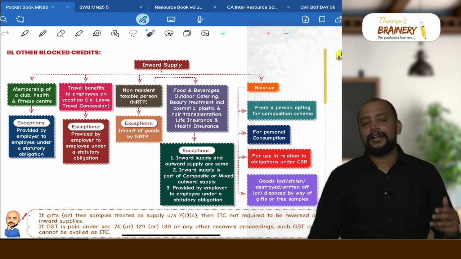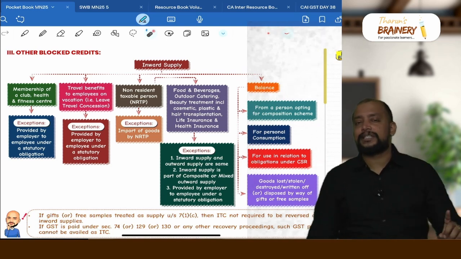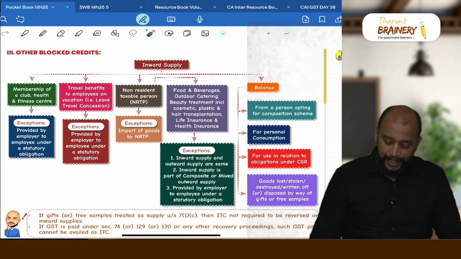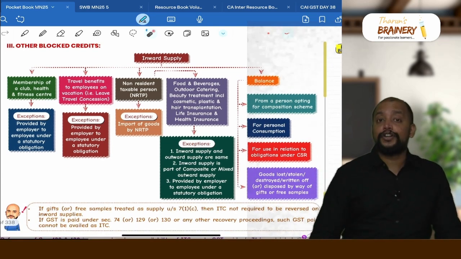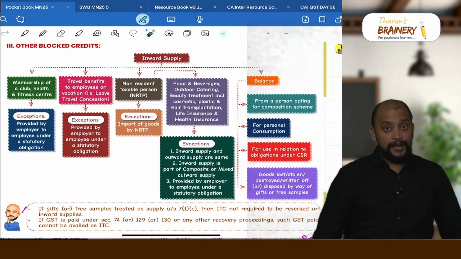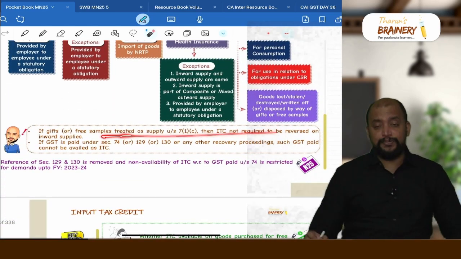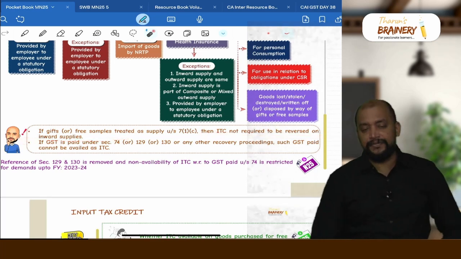ITC for personal consumption. So then next, for use in relation to obligations under CSR, for CSR obligations also I cannot take ITC. Suppose the goods are lost, stolen, destroyed or written off or disposed of as gifts or free samples, then also I cannot take ITC. However, if the gifts or free samples become a supply, then ITC is available. ITC is not required to be reversed.